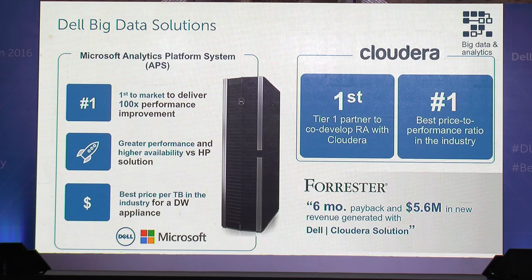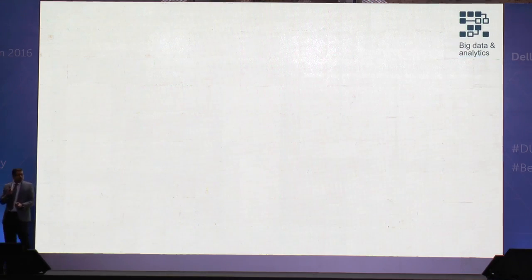The reason I brought this here is for you to remember that when you're talking about APS, we've got some very interesting pieces. We're the first tier 1 partner with an RA with Cloudera, as well as with the first best price performance in the industry. But also, if you look at it from an APS perspective, when you're looking at solutions on Cloudera or APS, we generally have the first ones that we've come out with among these OEM vendors.